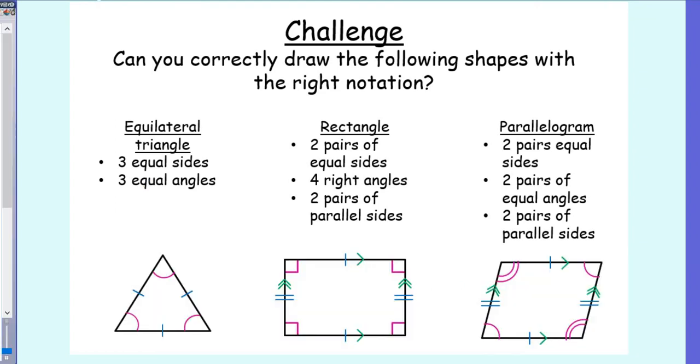Okay, and these are the answers you should have in your light blue books. So the equilateral triangle, we said it's got 3 equal sides and 3 equal angles. Here is the rectangle, we said it's got 2 pairs of parallel sides, 2 pairs of lengths of sides that are the same length, and 4 right angles. And finally, your parallelogram should have looked like this.